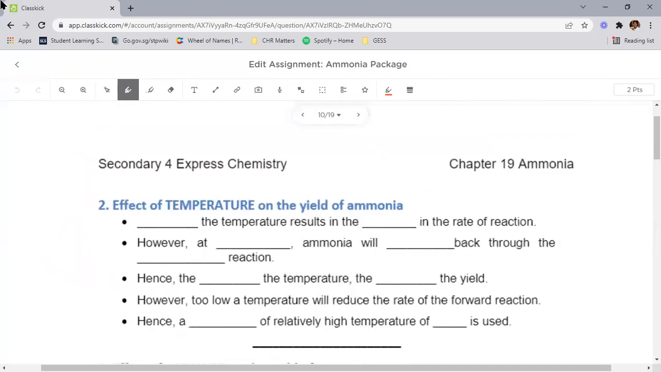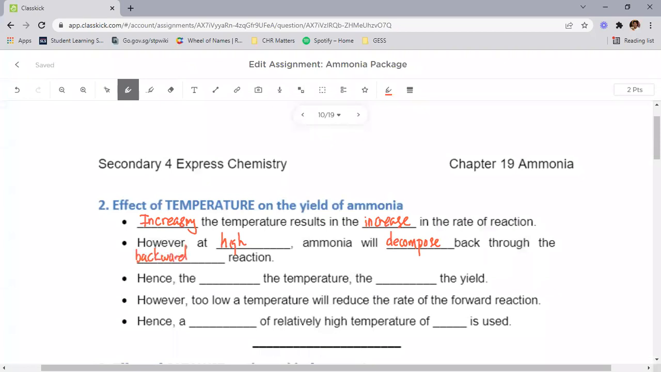Now, what's the effect of temperature on the yield of ammonia? If I increase the temperature, it actually increases the speed of reaction. I think most of us are very clear on this one. Increasing the temperature will lead to an increase in the rate of reaction. However, at high temperature, the ammonia will decompose back through the backward reaction.